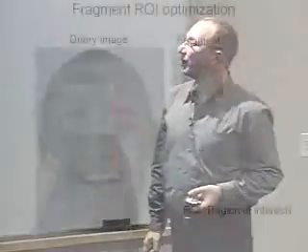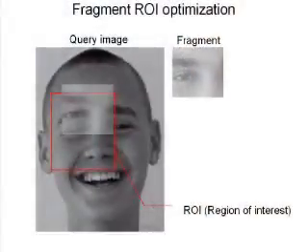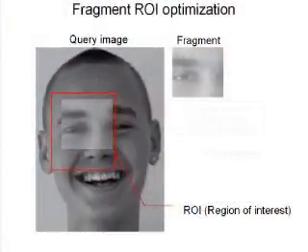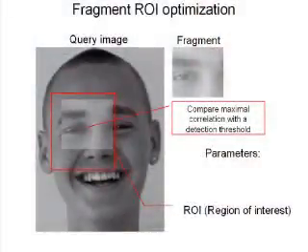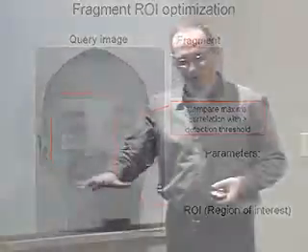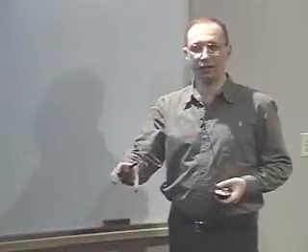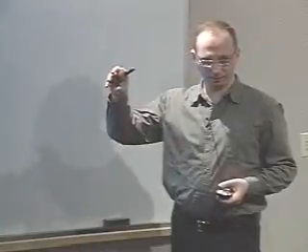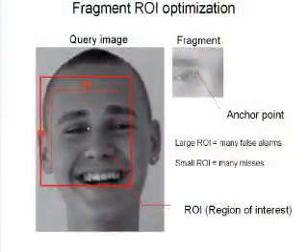One of the most important parameters for this process is the so-called ROI, region of interest. Region of interest is simply the search window where we look for the match of the fragment in the novel images. And of course, for the subfragments, the ROI is set relative to the position of the fragment. Now, why is ROI size important?